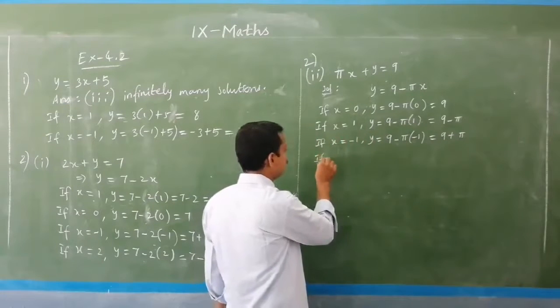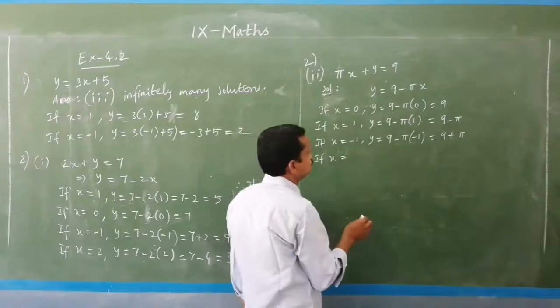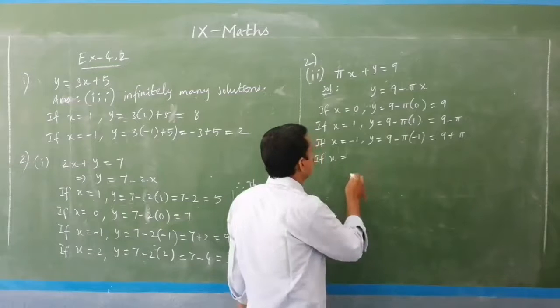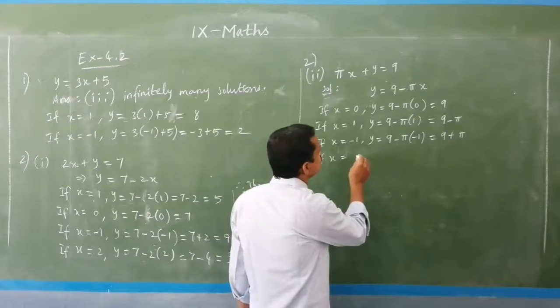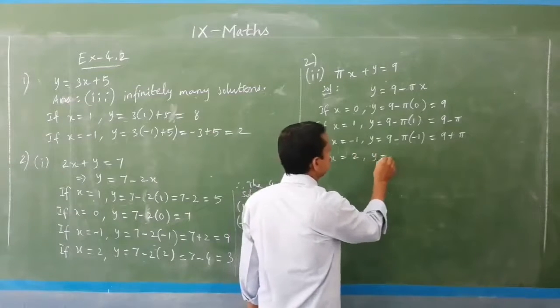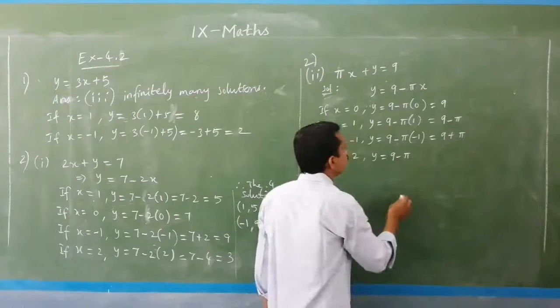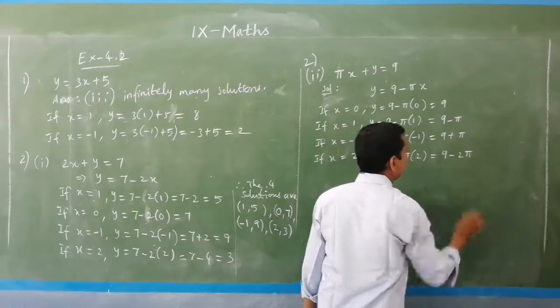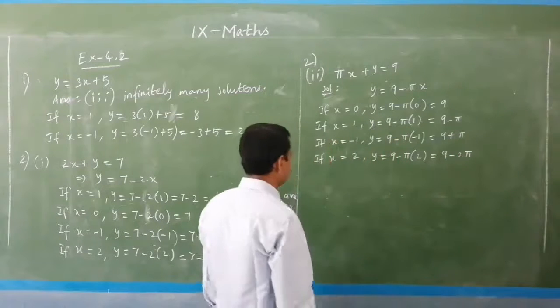And if x equal to 0, we put already, and one more thing, if x equal to 2, then y equal to 9 minus pi into 2, we get 9 minus 2 pi. So, that is all. So, the 4 solutions.